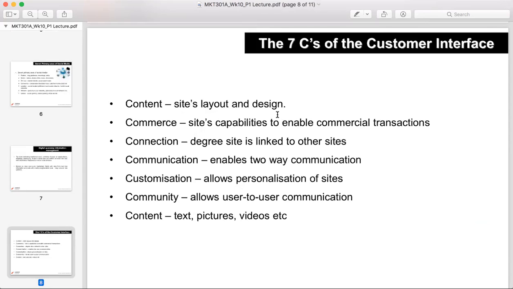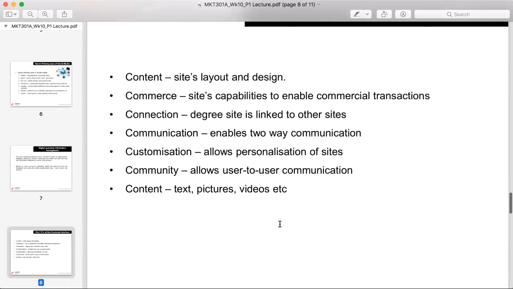It allows user-to-user communication. So the purpose of digital marketing strategy is actually to build the community. Okay, it helps us to build the communication, the connection with the customers, right? And the last one is again content that needs to consider text, pictures, videos, etc. Okay.